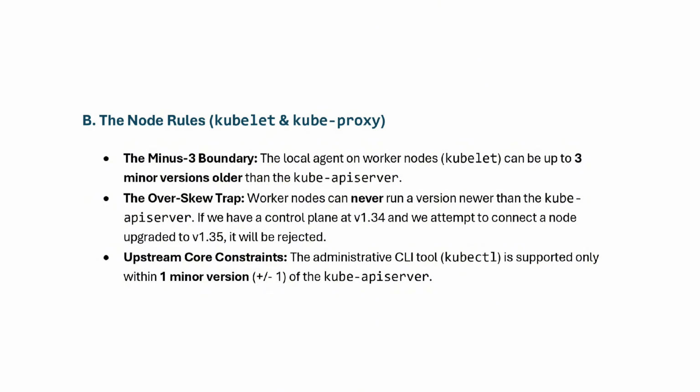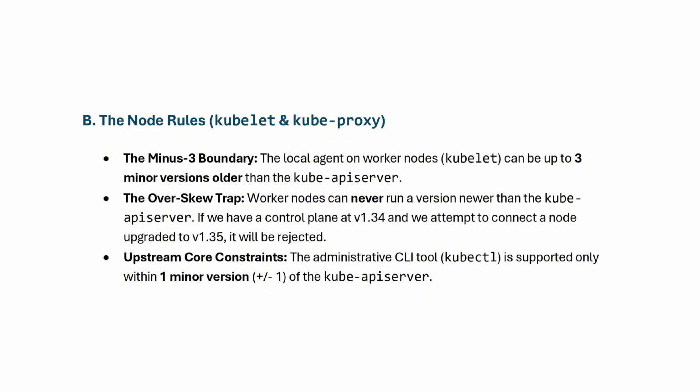/-1 of Kube API server. Now for kubelet, it can be up to 3 minor versions older. Meaning if Kube API server is at version 5, kubelet can be at version 2, not less than that. And worker nodes can never run a version newer than the Kube API server. For example, if the control plane is at version 1.34 and we attempt to connect a node that is upgraded to version 1.35, it will be rejected.